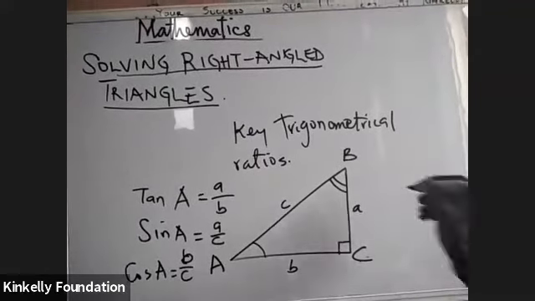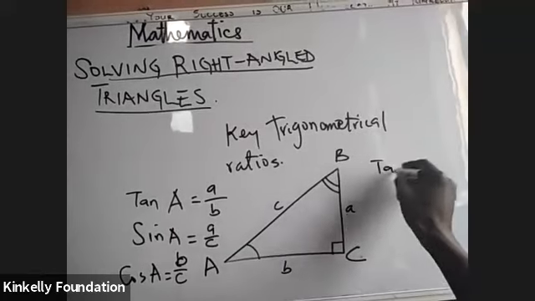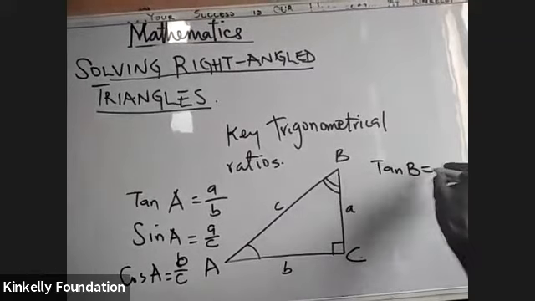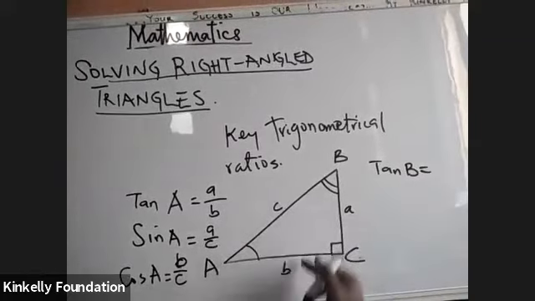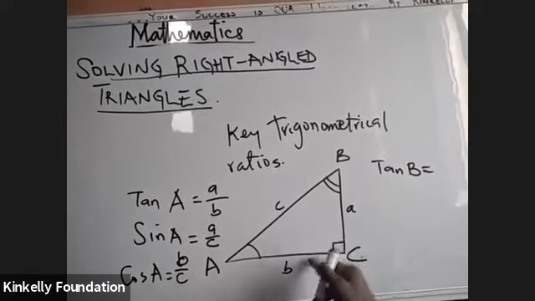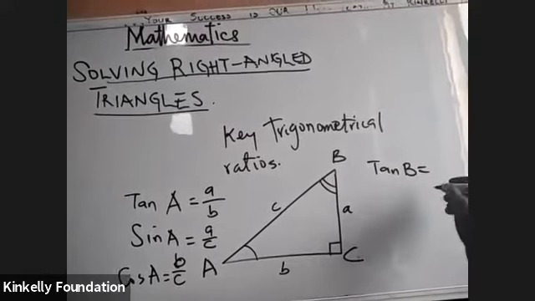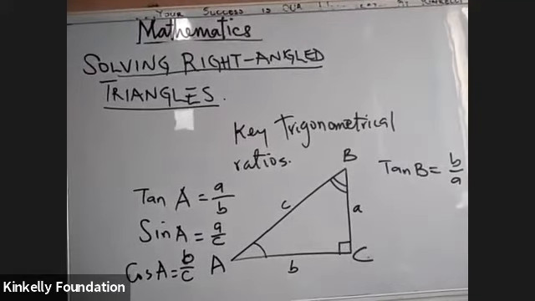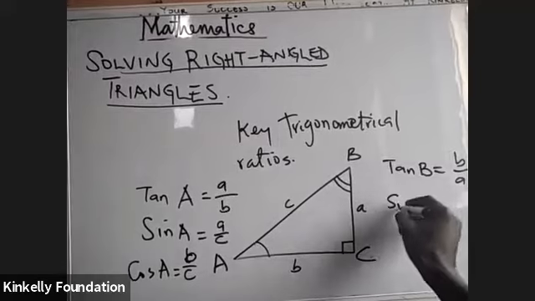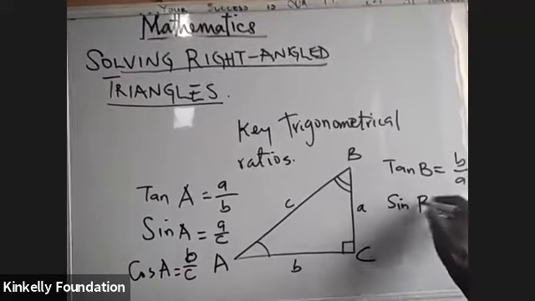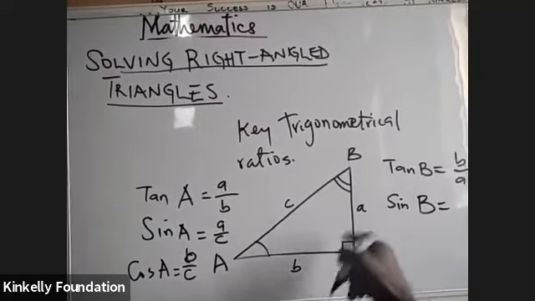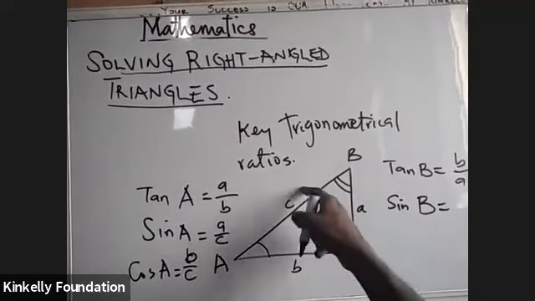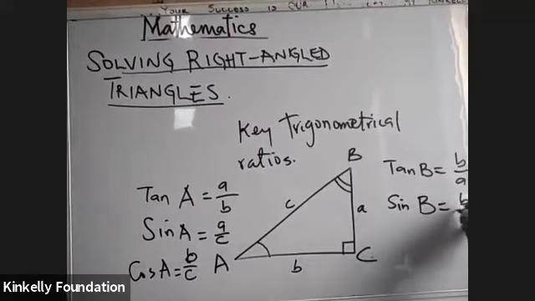Also, considering this angle B, we notice that tan B will be opposite all over adjacent, B over A. And sine B will now be opposite over hypotenuse, B over C.